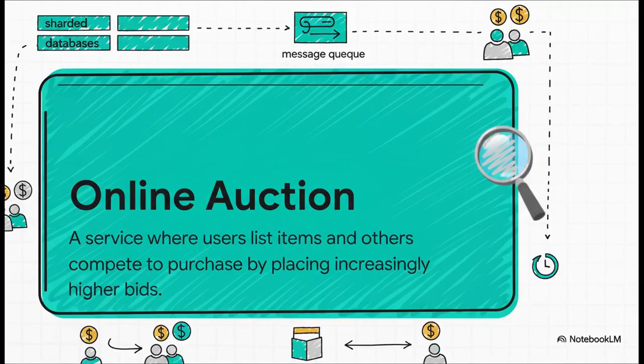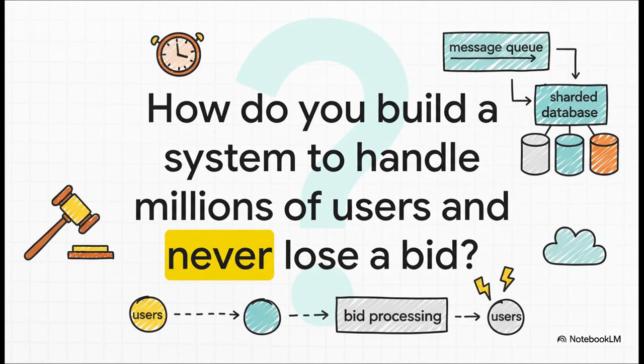All right, so first things first, let's make sure we're all on the same page. An online auction is, at its heart, pretty simple. A seller lists an item, buyers place bids, and whoever has the highest bid when the clock runs out wins. Simple, right? Well, that's the thing. The idea is simple, but the engineering behind it is anything but. How do you actually make sure that when two people bid at the exact same millisecond, the system gets it right? How do you guarantee that a user's winning bid isn't just lost if a server crashes? That is the monster of a challenge we're tackling today.